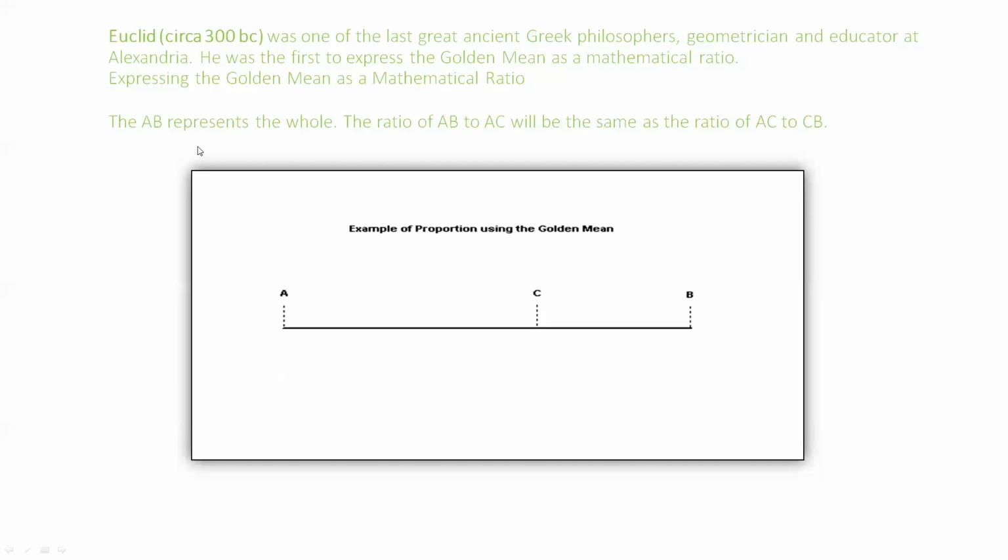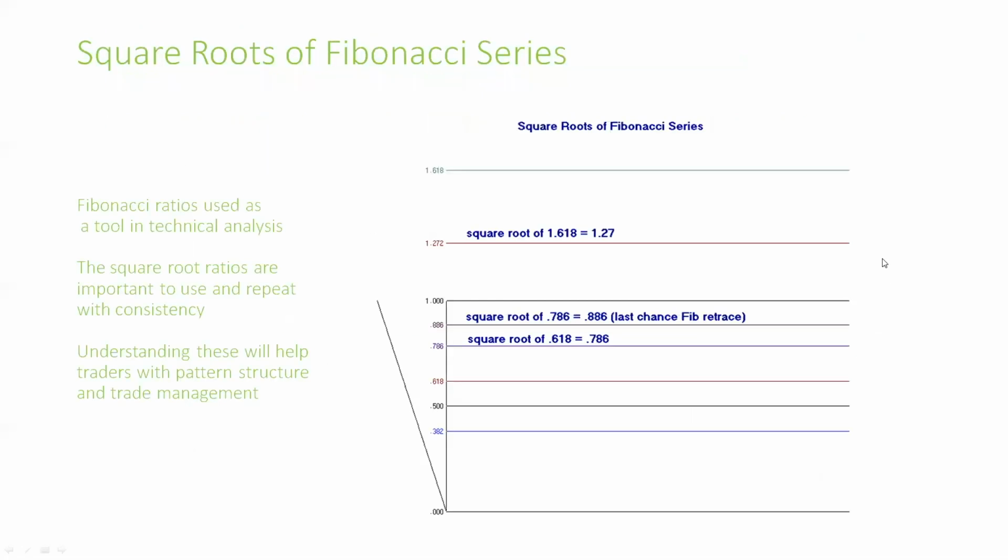Now, we'll go up to 300 BC, and Euclid, he is the first to express the golden mean as a mathematical ratio. And here's an example of that, where AB represents the whole. The ratio of AB to AC will be the same as the ratio of AC to CB. Now, all you have to do really is look at these proportions here where they're sectioned off, because I'm going to show you some interesting things with this. So here's how we can section this, and I'll show you this on some examples in just a minute.